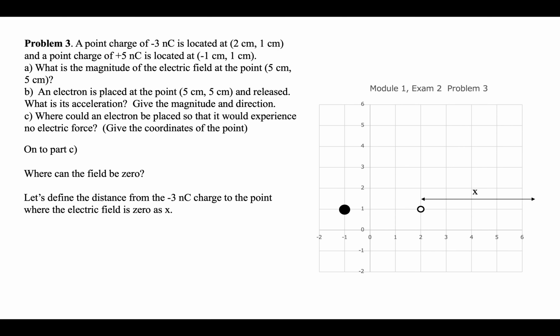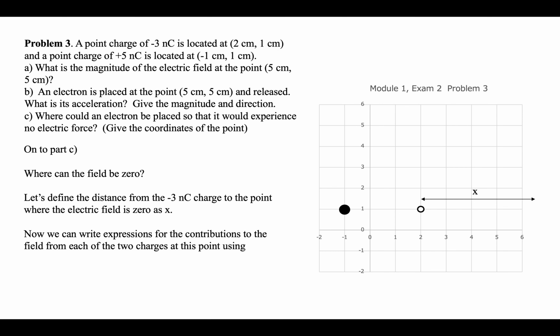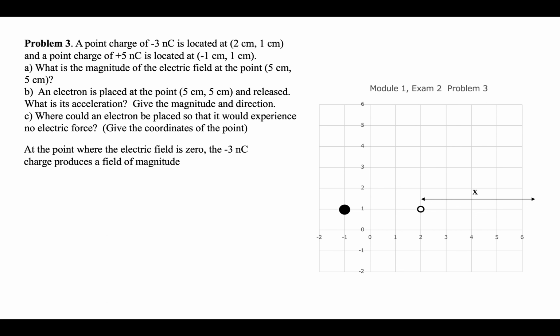Somewhere out there, to the right of the minus 3 nanocoulomb charge, is a point where the electric field is zero. Now we can write the expressions for the two contributions to the field from each of the 2 point charges. E is kq over r squared. The minus 3 nanocoulomb charge produces a field of kq over r squared, and r is just the distance x that we defined. The 5 nanocoulomb charge is further away. It's 3 centimeters further away.